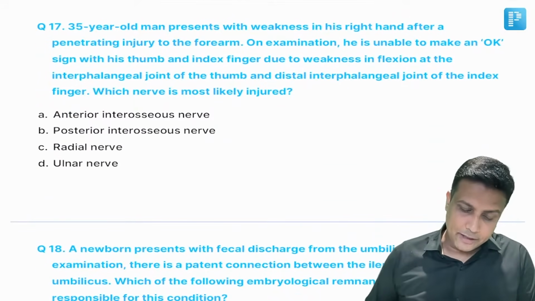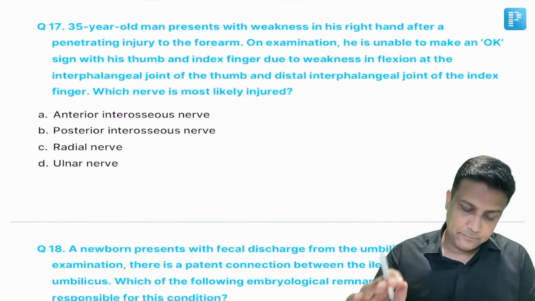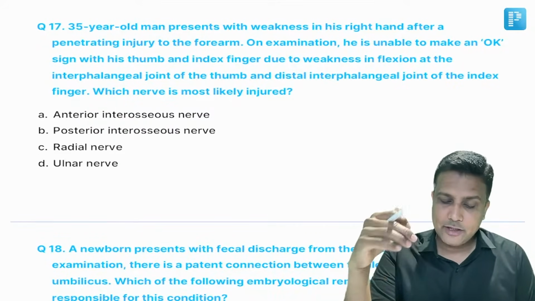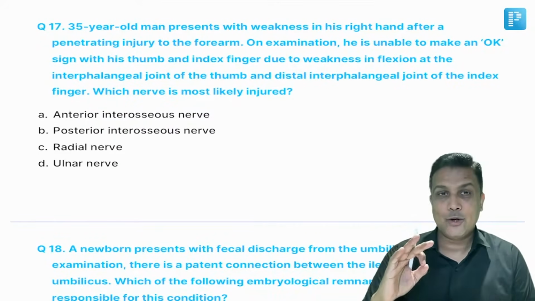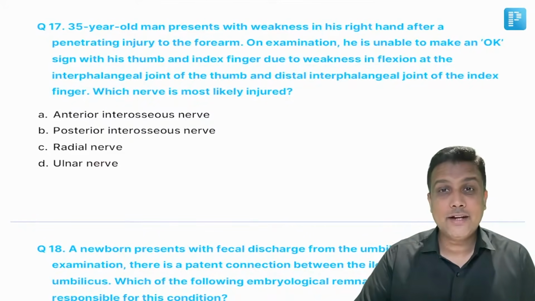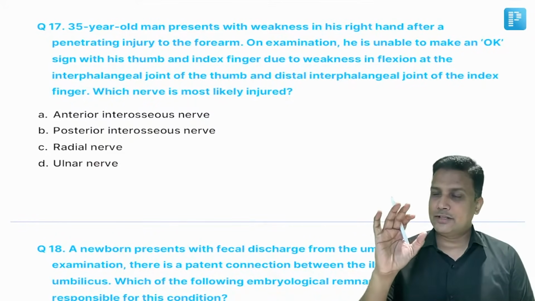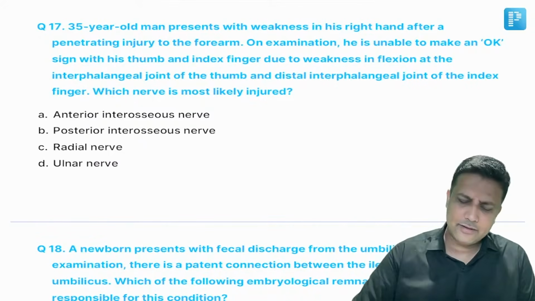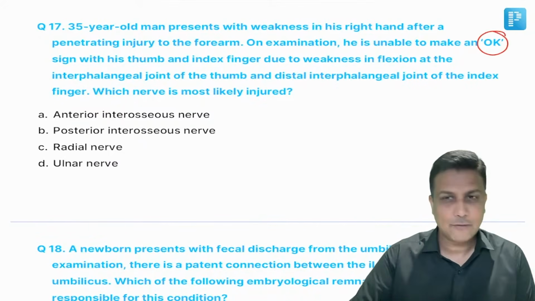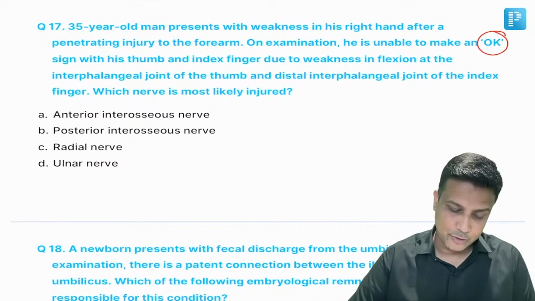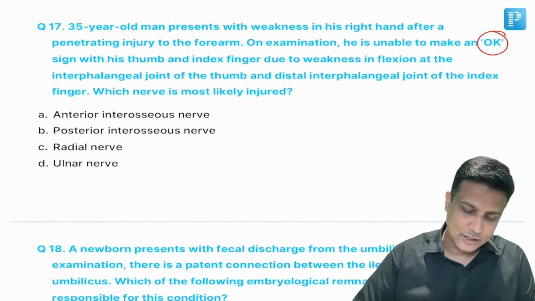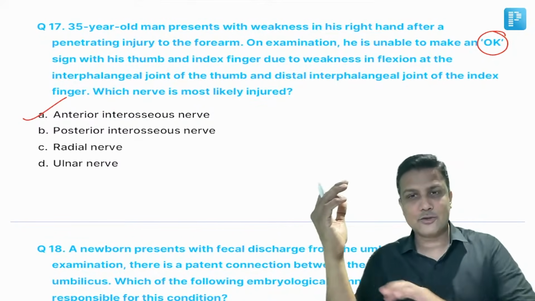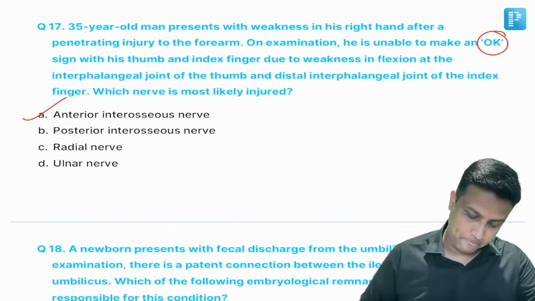A 35-year-old man presents with weakness in his right hand after a penetrating injury of the forearm, and on examination is unable to make OK sign with his thumb and index finger due to weakness in the flexion of interphalangeal joint of the thumb and distal interphalangeal joint of the index finger. Fine. He is unable to make the OK sign. It is one of the old questions we know very well. Of course, what is the nerve that should be involved here? It should be your median nerve branch, that is your anterior interosseous nerve. The branch of the median nerve that is supplying to the muscles over here, that is anterior interosseous nerve.